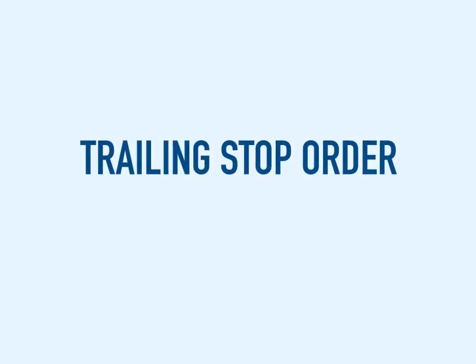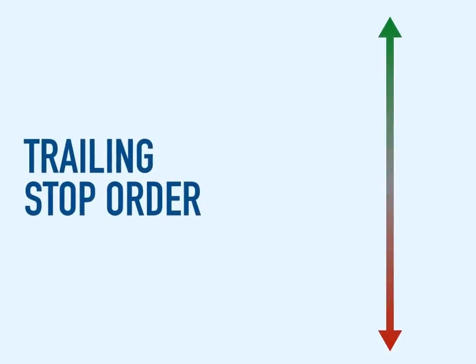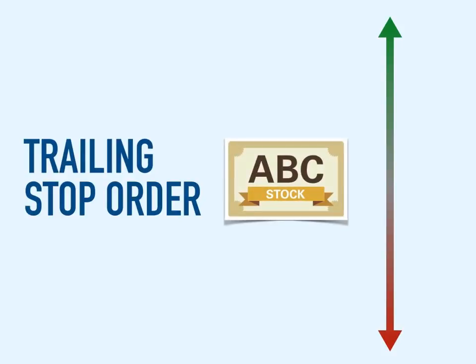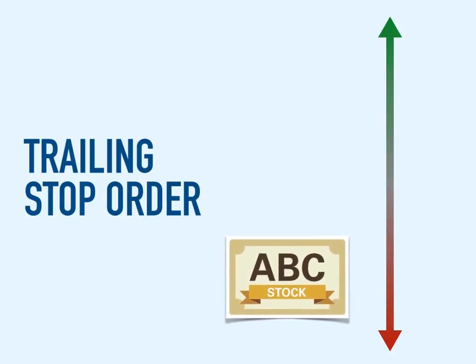So what is a trailing stop order? A trailing stop order is a special order where the activation price trails the price of the security either by a dollar amount or a percentage. But we'll get into more detail a little bit later. The beauty of the trailing stop order is that it allows the order to follow the security in a favorable direction, but still protects you, the investor, from rapid drops in the market.